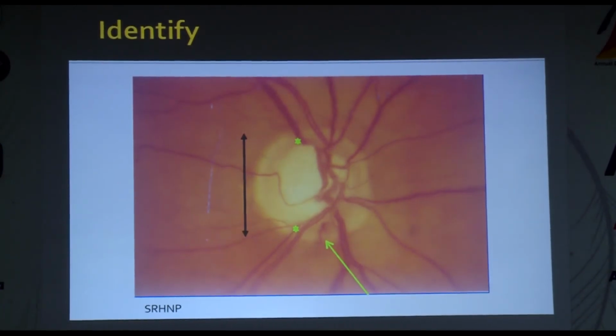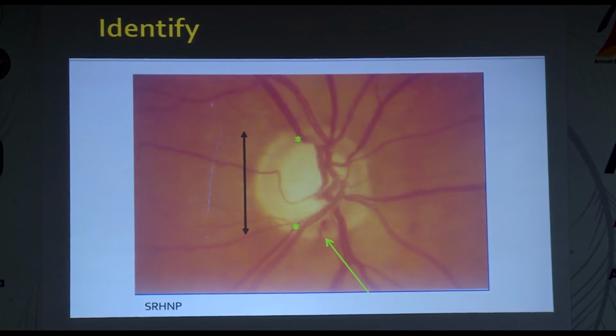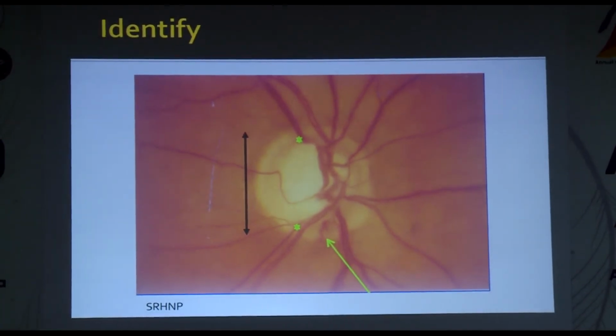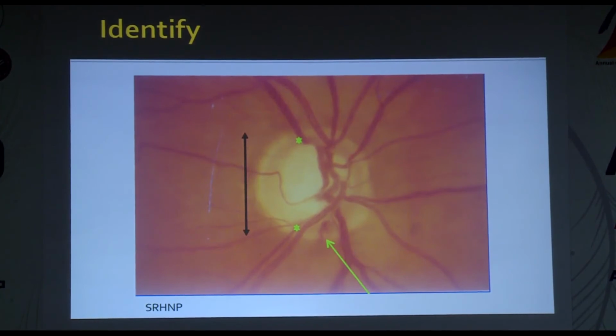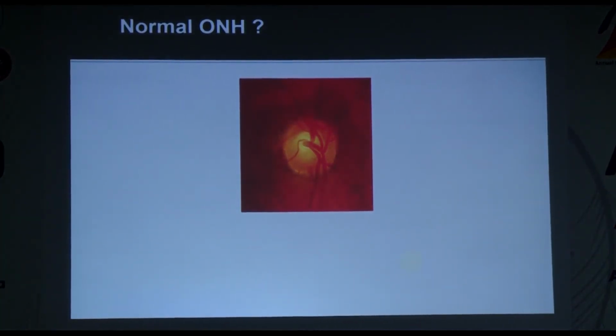Now, what about this one? So again, if you follow the mnemonic and look at it objectively, look at the size, the rim, hemorrhages, presence of any nerve fiber layer defects, any peripapillary atrophy, you would pick up multiple signs over here. There is an inferior hemorrhage, it's probably an average to large size disc, and there is bipolar notching over here. Now, what about this one?